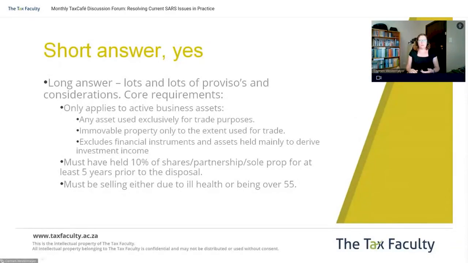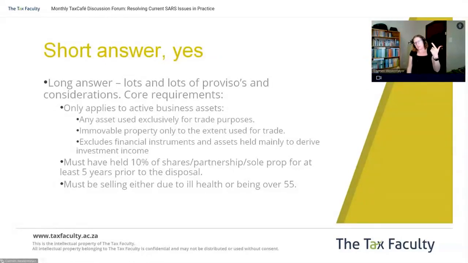And I find this is unfortunately sometimes where a lot of people trip up, because they don't meet the 5-year criteria, either because they've just started the business and are now looking at selling it, or because they've changed the format of the business and it used to be a sole prop, is now a company, or they've done a Section 42 or a restructure, which means that they haven't held those shares for 5 years, which is quite a big problem, right? So criteria 1 only applies to active business assets.